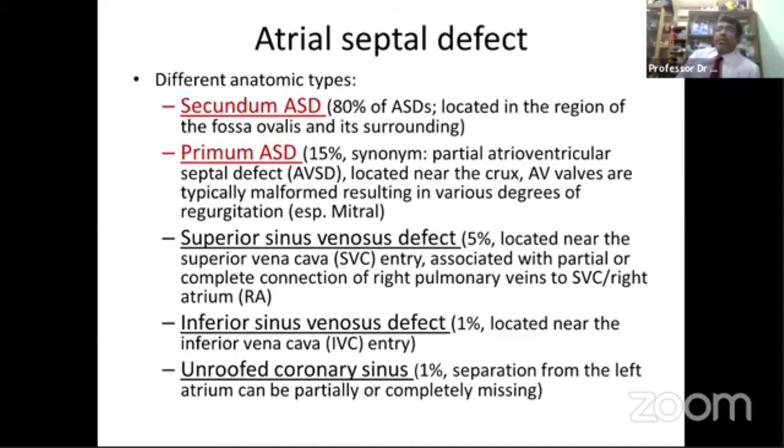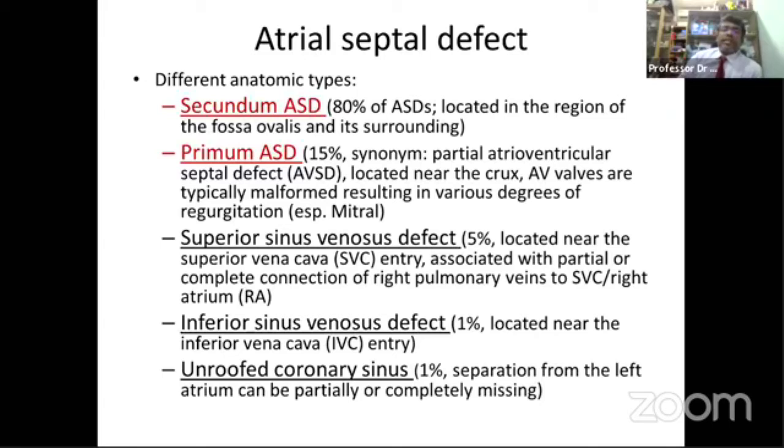Among these different types of atrial septal defect, the secundum type is the most common. It is around 80%, and it is located around the fossa ovalis and its surroundings. And primum septal defect is around 15%. This is also called partial atrioventricular septal defect, AVSD, and it is located in the lower part of the interatrial septum. The atrioventricular valves may be involved, and there may be a cleft mitral leaflet.